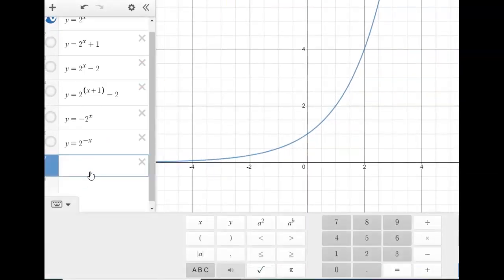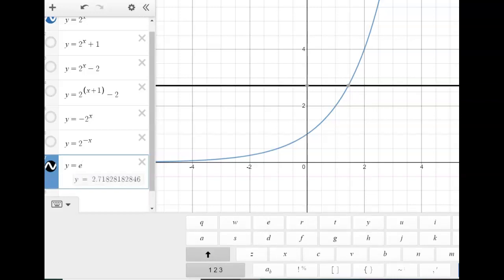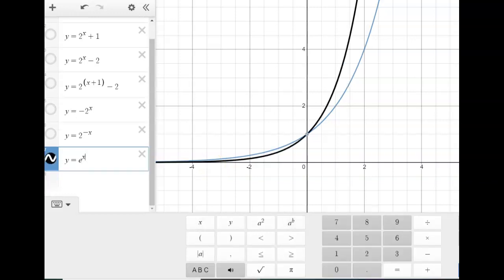Okay, and so let's go ahead and graph. I hope this will recognize it. Yes, it is recognizing it. As you can see here, it's thinking that I'm going to graph just a horizontal line. In fact, it's right here at 2.782. But I want to graph an exponential, so I need the power x. And you can see it right there.